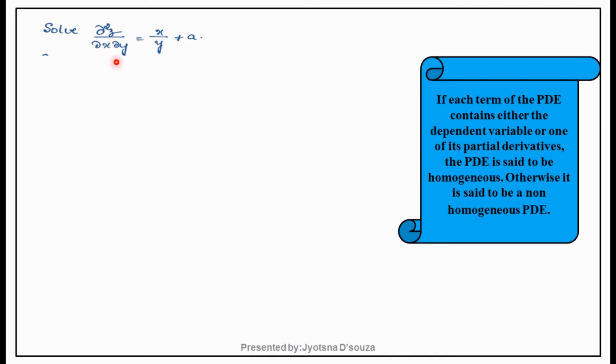So here x and y are your independent variables. Here the derivative of the dependent variable is present, whereas in the second term there is no dependent variable as well as no derivative of it. So this equation is nothing but a non-homogeneous PDE. Now we have to apply integration to find the solution of this equation.